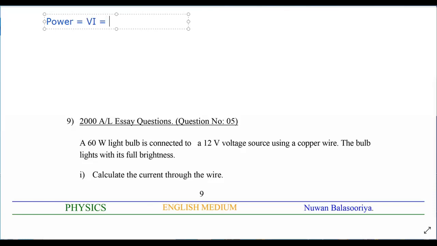Power equals VI, power equals I square R, and power equals V square divided by R. So, which equation is more suitable for this question, Lamai? Which is more suitable for this case? Power equals VI. Very good.